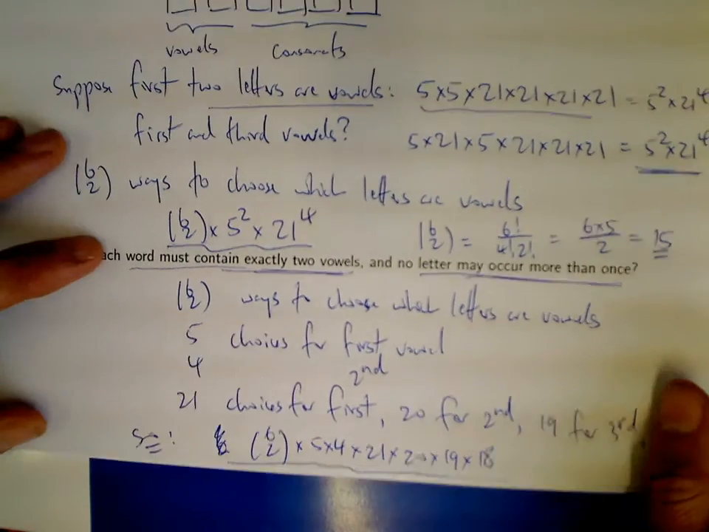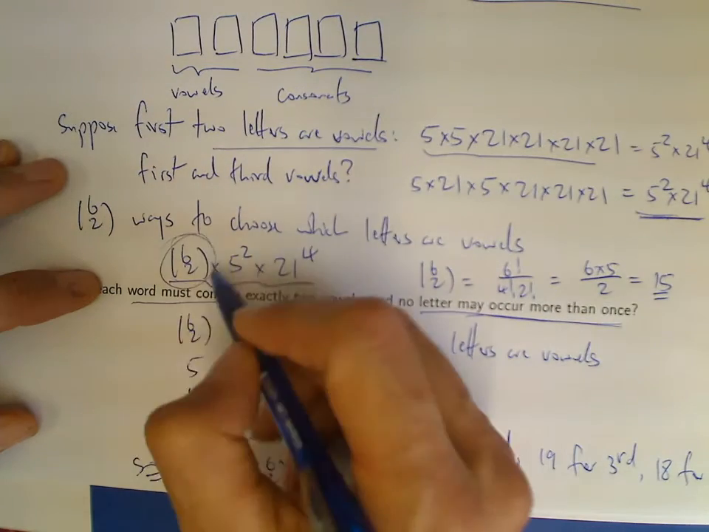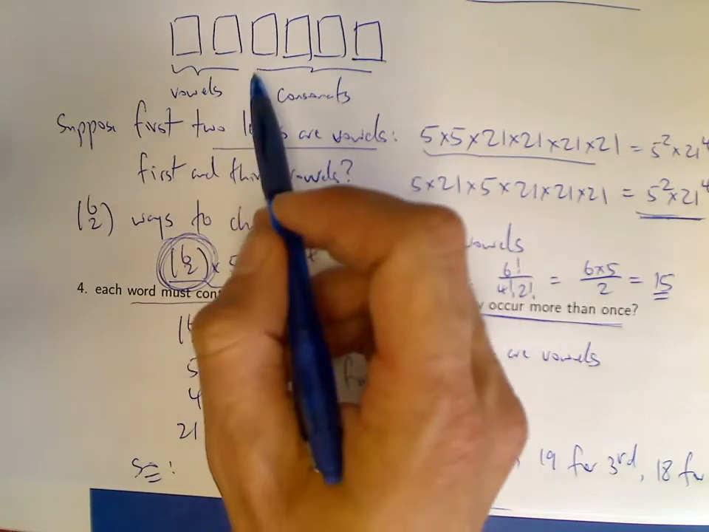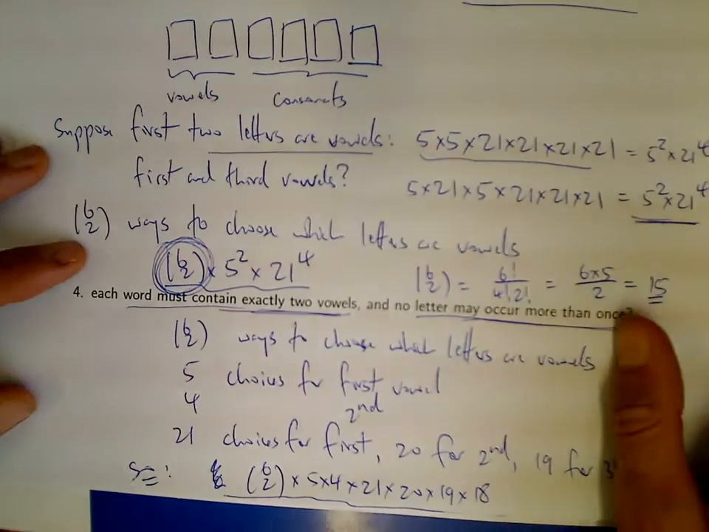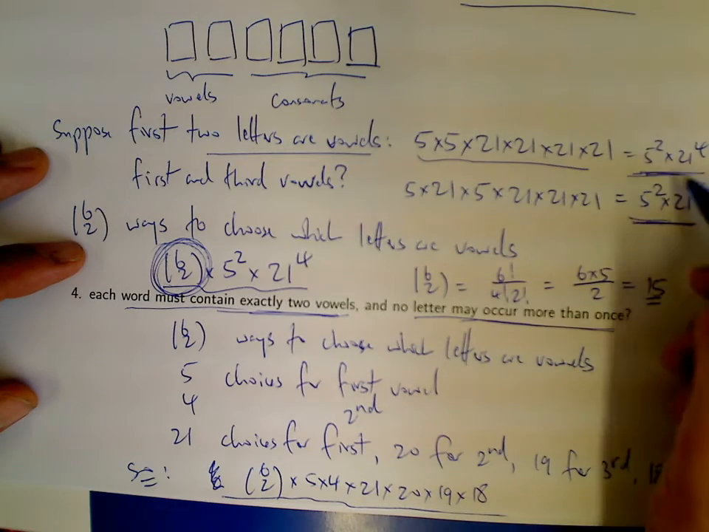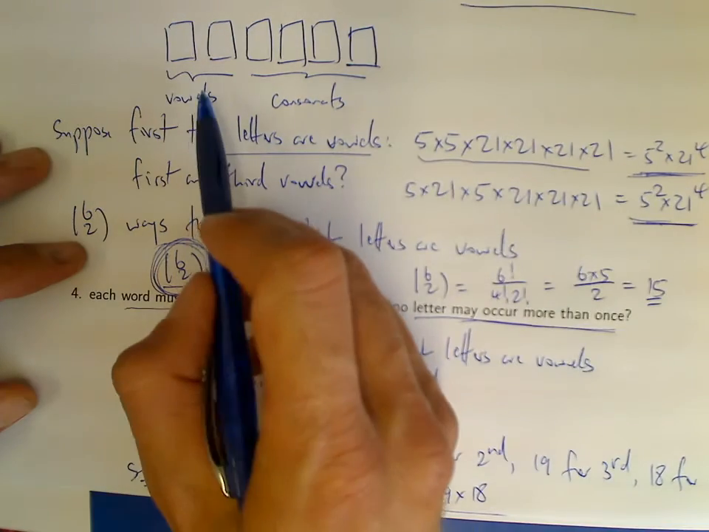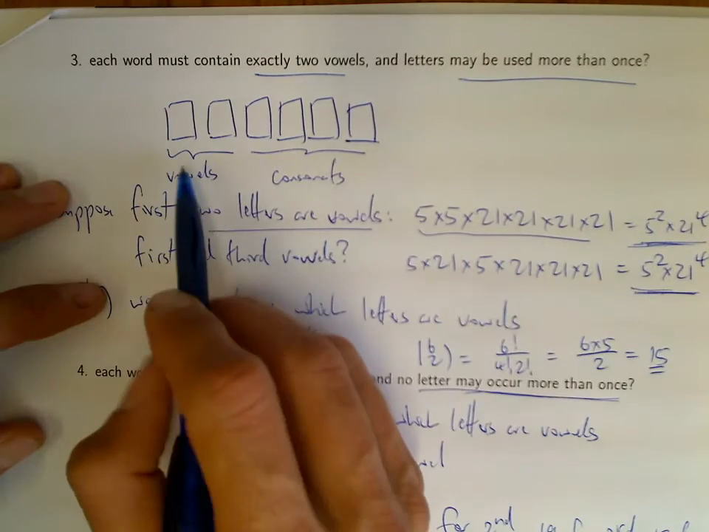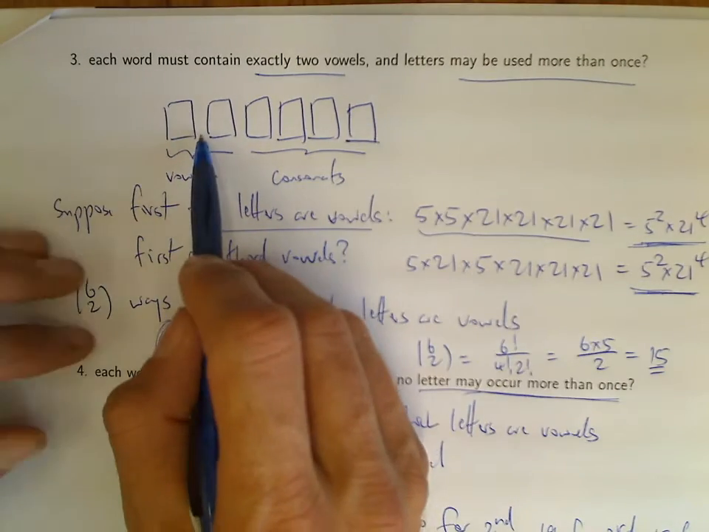So the key thing here was that we needed to get this factor of 6 choose 2 to account for the fact that we had some options for where to put the vowels. And if we just wrote down this 5 squared times 21 to the 4, then essentially we'd just be counting the words that had vowels in 2 particular positions.